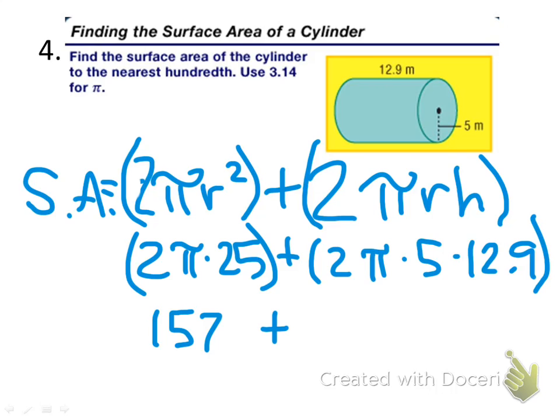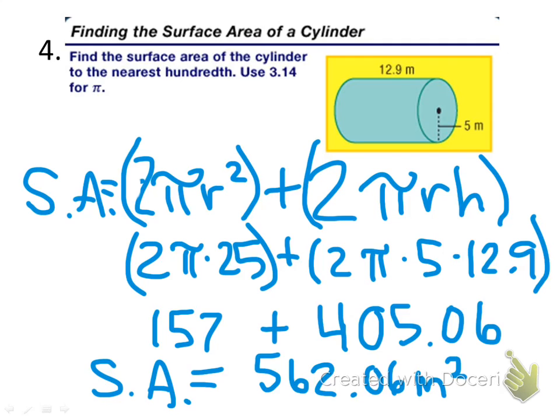2 times pi times 5 times 12.9. Can somebody put that in their calculator? 2 times pi times 5 times 12.9. Brandon? 6.28 times 12.9. 91.06. Is that what you got, Brandon? I got 405.06. You got 405.06. Let's check our answers. Okay, so we should have gotten our answer 562.06 meters squared.